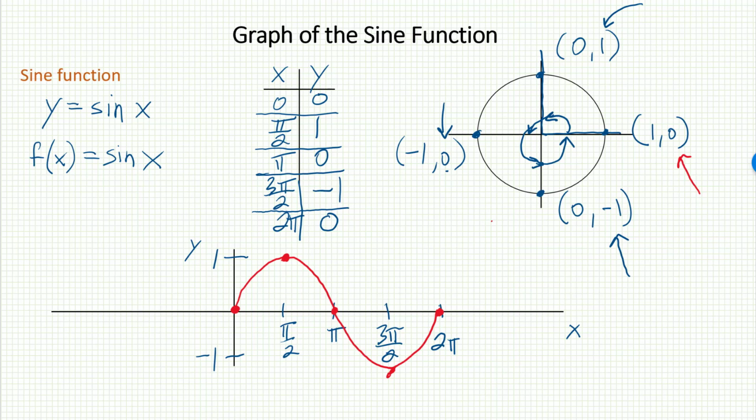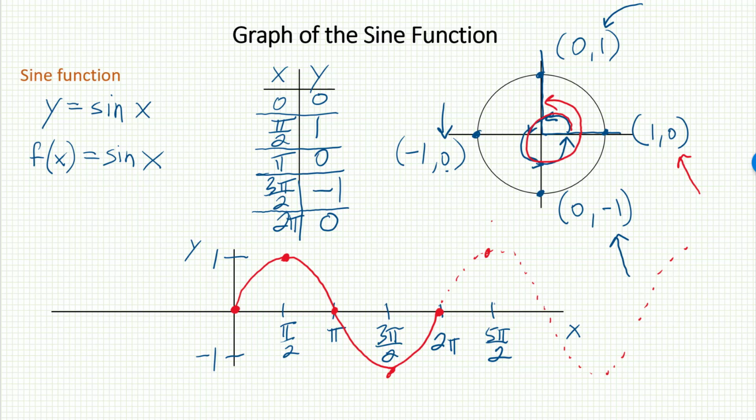Now, what happens after 2 pi? What if I rotate around farther than 2 pi? Well, you know exactly what's going to happen. You're just going to repeat all the same values. Here I am at 2.5 pi. 2.5 pi is 5 pi over 2, and I'm back up at 1 again. The same thing is just going to repeat over and over as I go around.